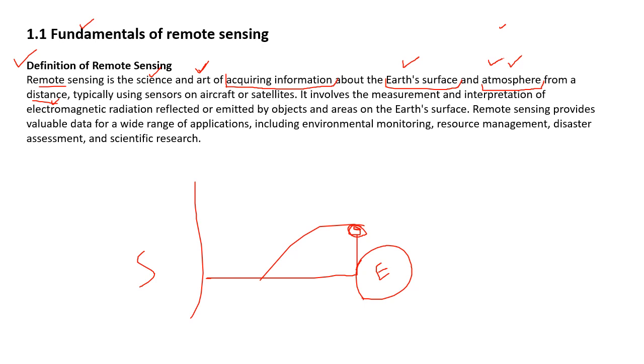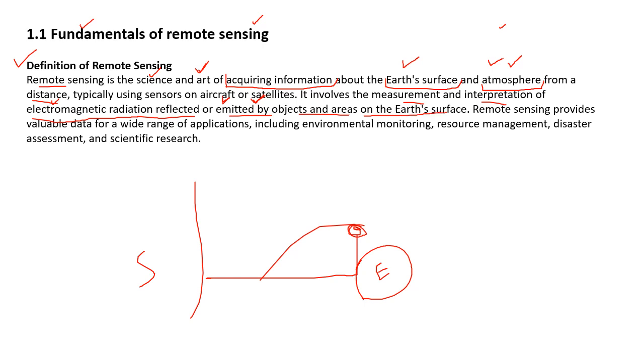Maybe using a sensor on an aircraft or the satellites. Maybe on an aircraft, it may be a drone, it may be a helicopter, it may be a balloon also. So when we say remote sensing, the general idea is we are using satellites, and it involves the measurement and interpretation of the electromagnetic radiation which is reflected or emitted by the objects and areas on the Earth's surface.